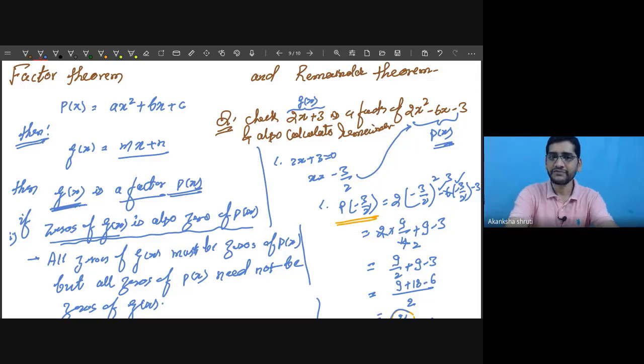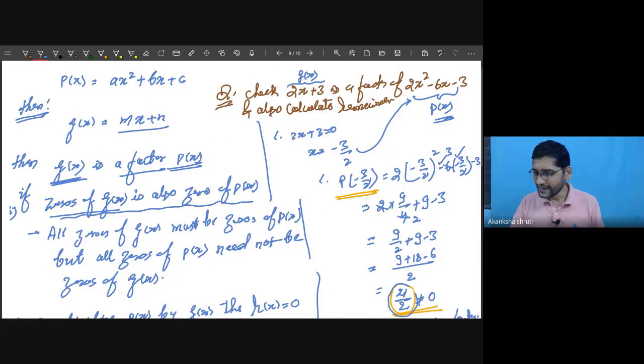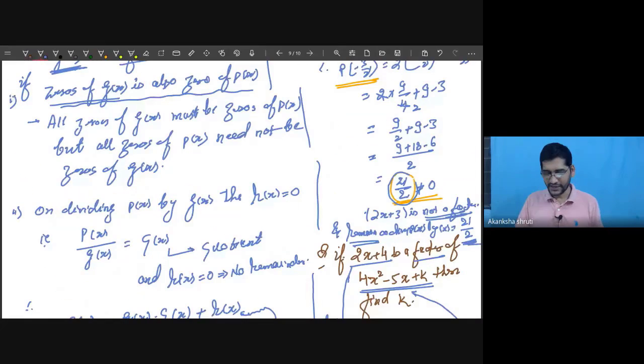That is obtained by substituting the value of x obtained from the Gx into Px. If that value is 0, it means the Gx is a factor. If not 0, then whatever value comes will give us the remainder. So not a factor as well as a remainder is obtained. Both are the same thing.